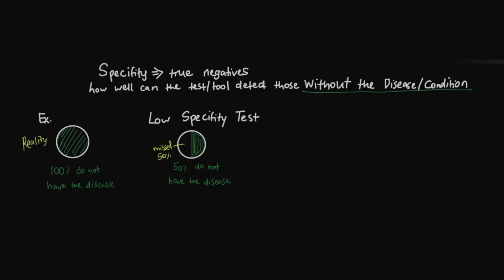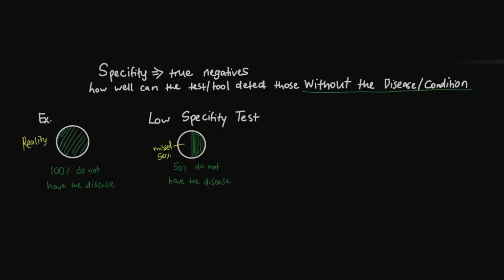If the test isn't very specific, you're going to have a lot of false positive results. In other words, you'll have a lot of people that take the test, they get a positive result, but in reality they do not have the disease. In our example, we have 50 false positive results because we have 50 out of the 100 people get the results back as positive when in fact they do not have the disease in reality.